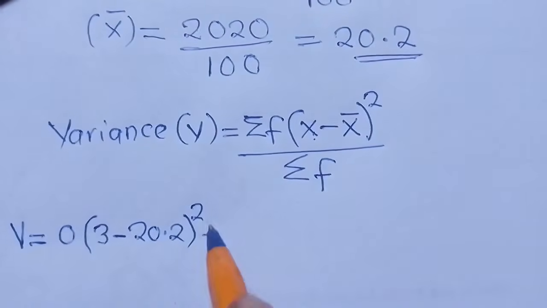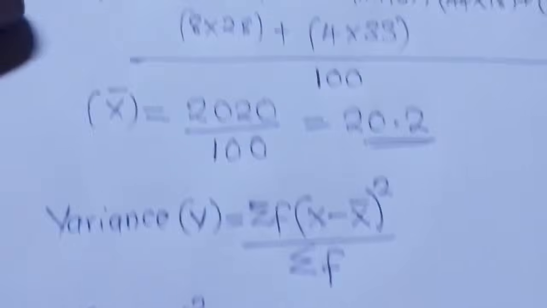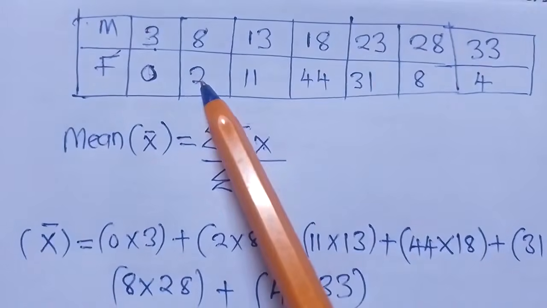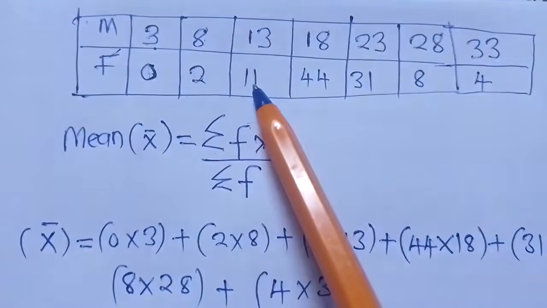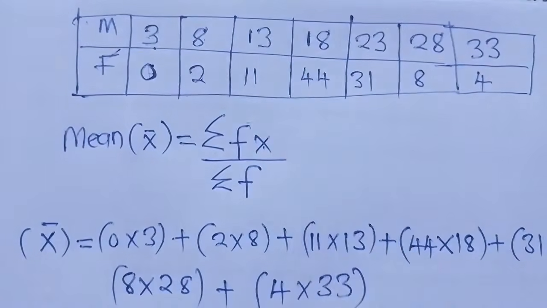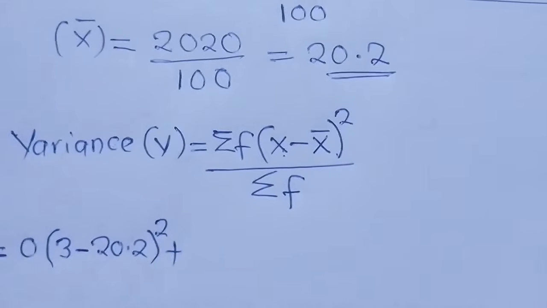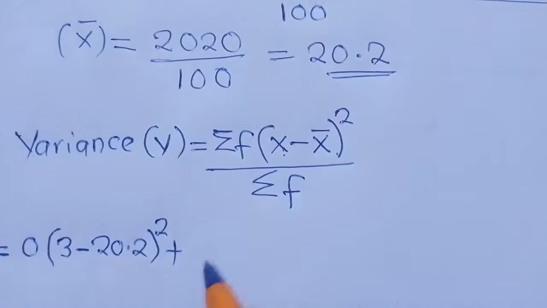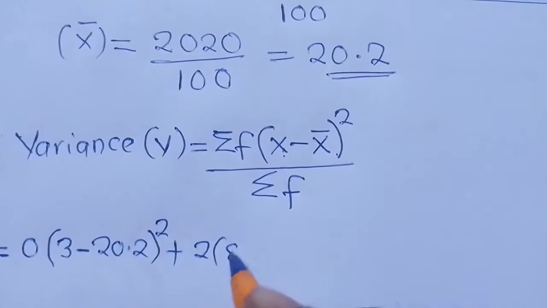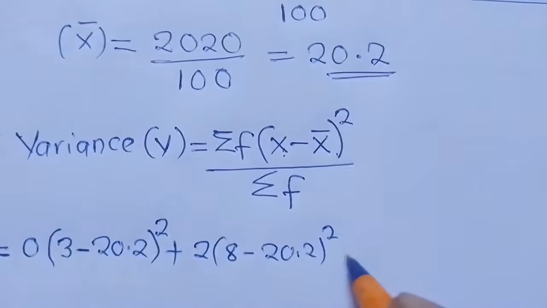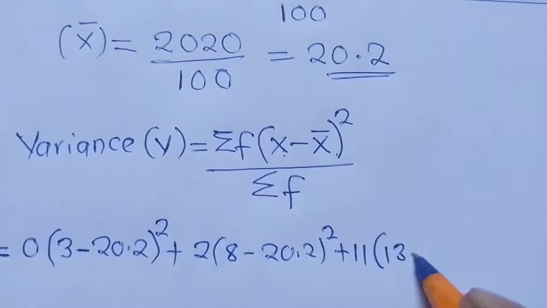Plus, you move to the second. This is how I'm moving. Maybe you are shocked here. 2, open bracket, 8 minus mean. Plus 11, open bracket, 13 minus mean. Just like that. So that's how you need to be going. So make sure you don't make a mistake. 2, open bracket, 8 minus 20.2 squared. Plus 11, open bracket, 13 minus 20.2 squared.